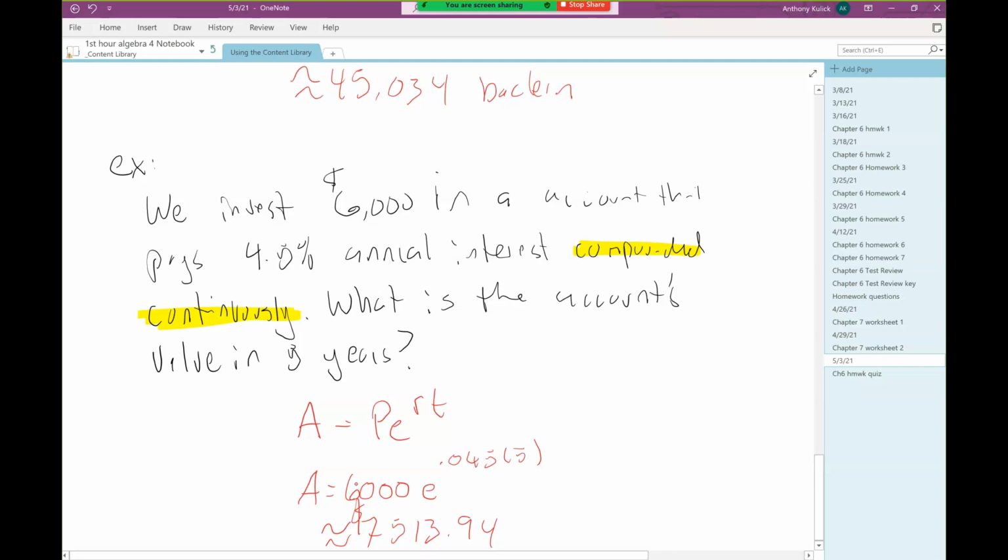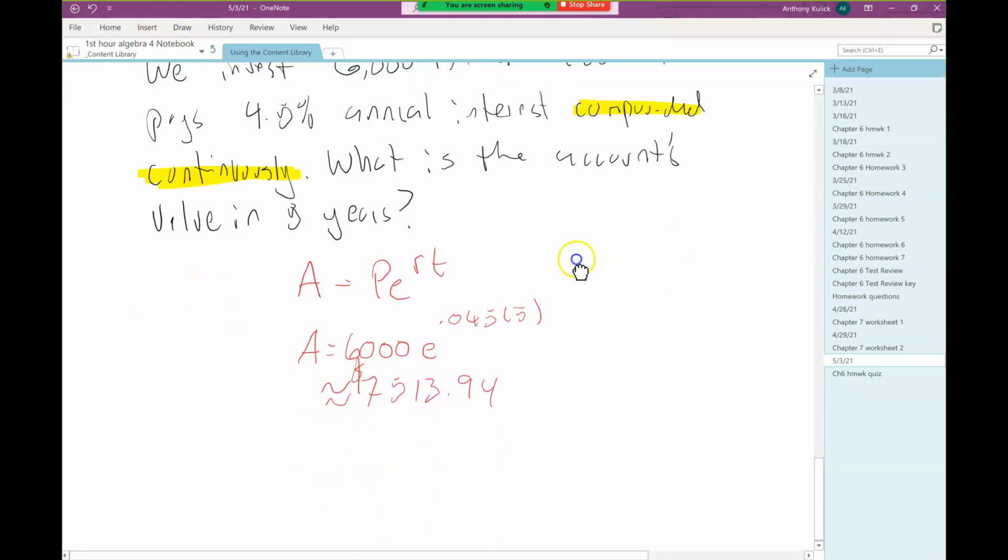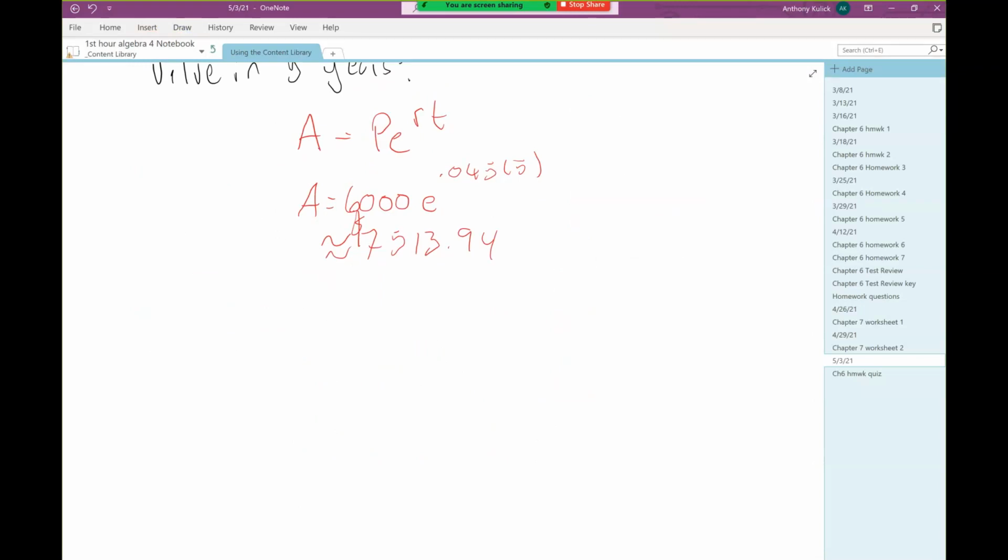Is that okay with you guys? So those are kind of the two situations that you'll run into that we want to use this model for. Anyways, there's lots of situations in natural sciences where things are changing continuously, like this.